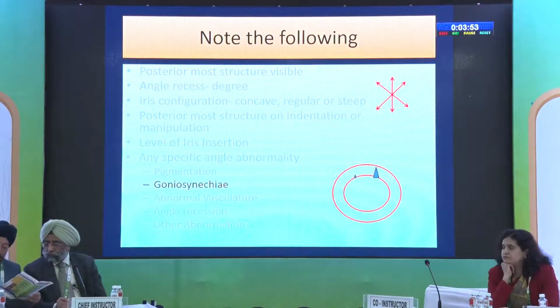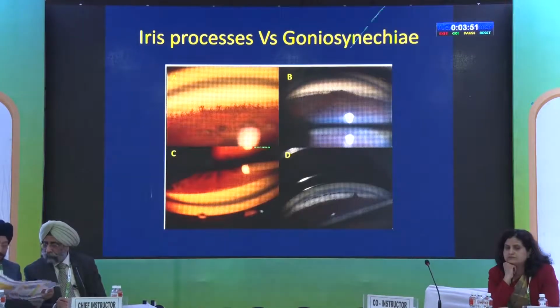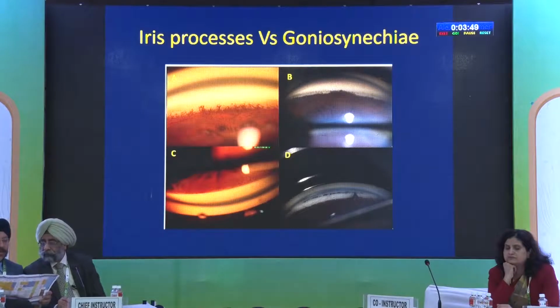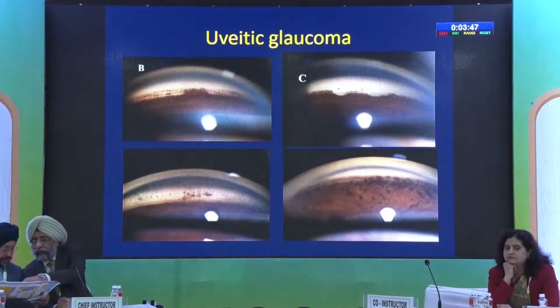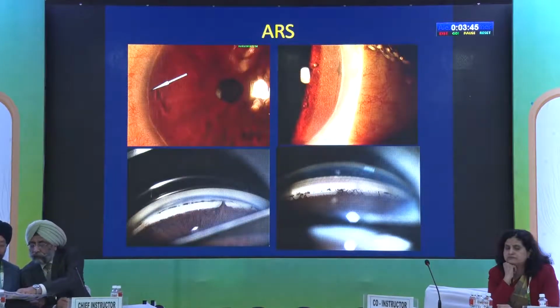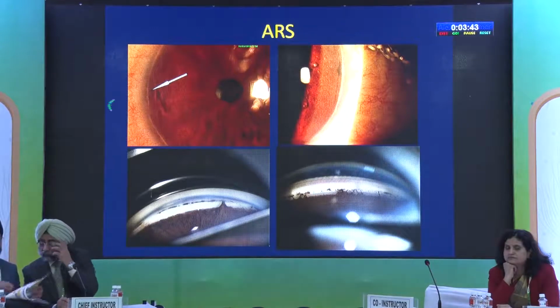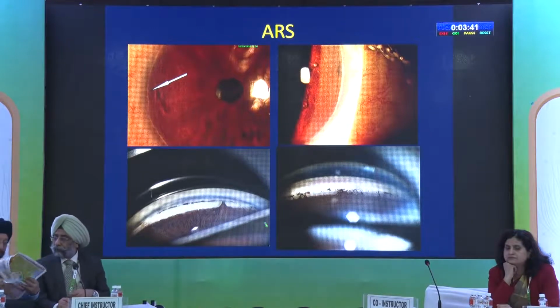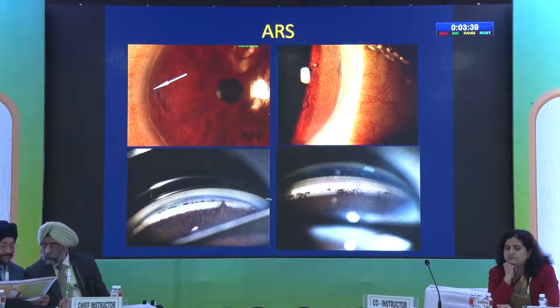So now coming to goniosynechiae. Goniosynechiae can be present in various diseases. For example, broad-based goniosynechiae can be present in uveitic glaucoma. In Axenfeld-Rieger syndrome, where you have a posterior embryotoxon, filiform synechiae might be attached to the band-like Schwalbe's line that is present.